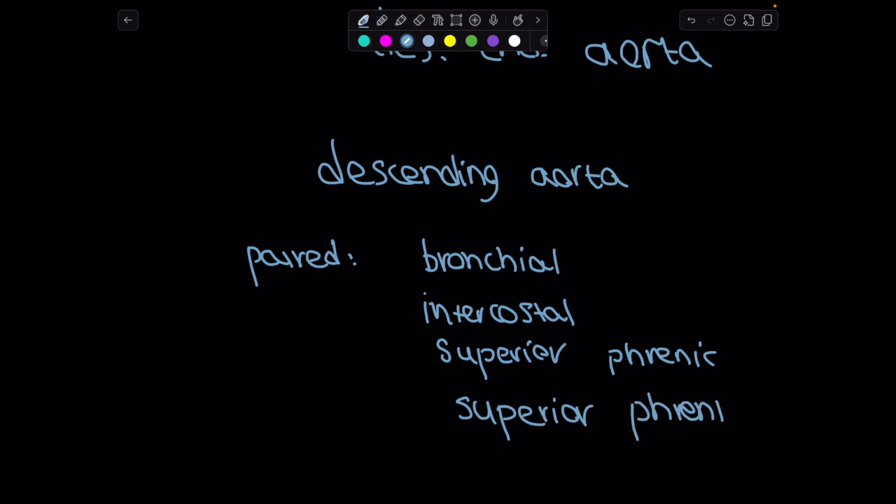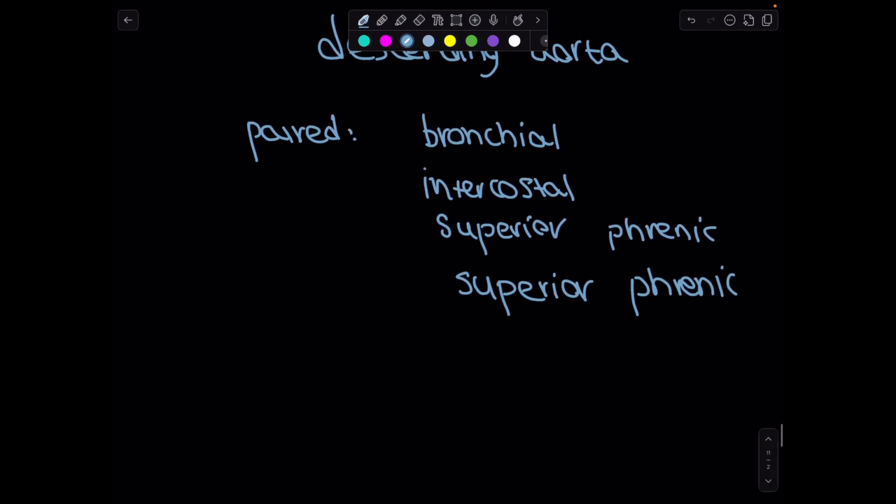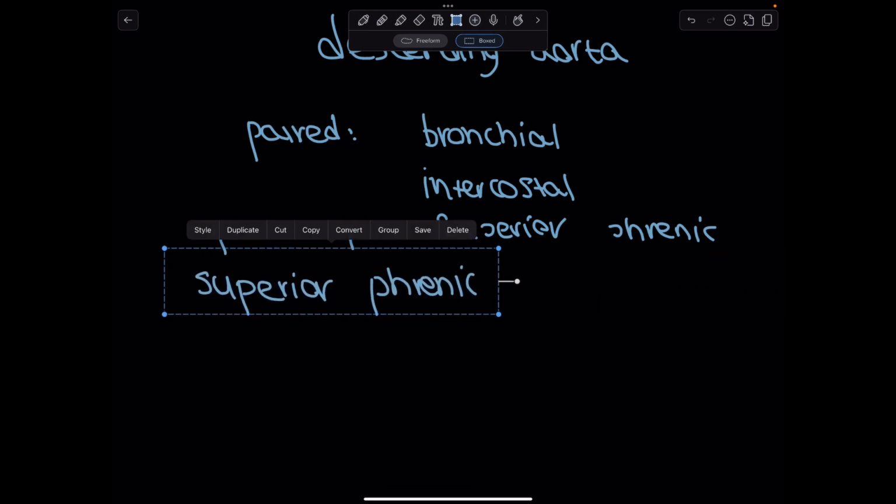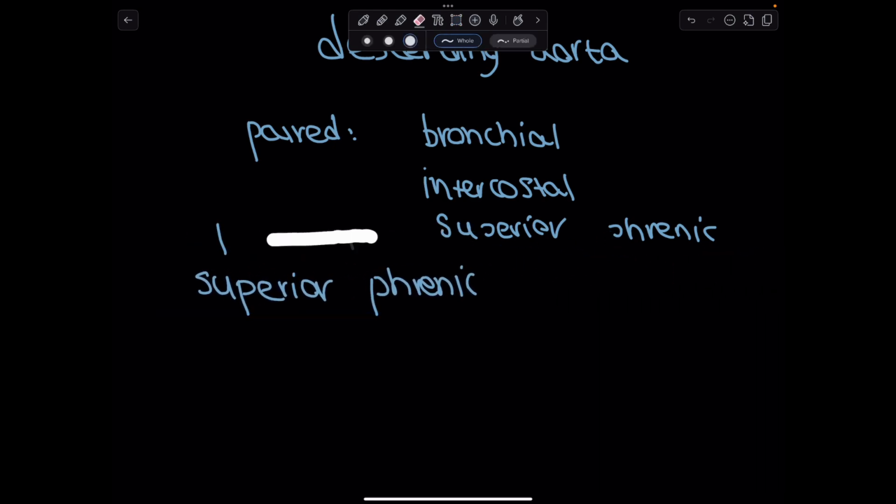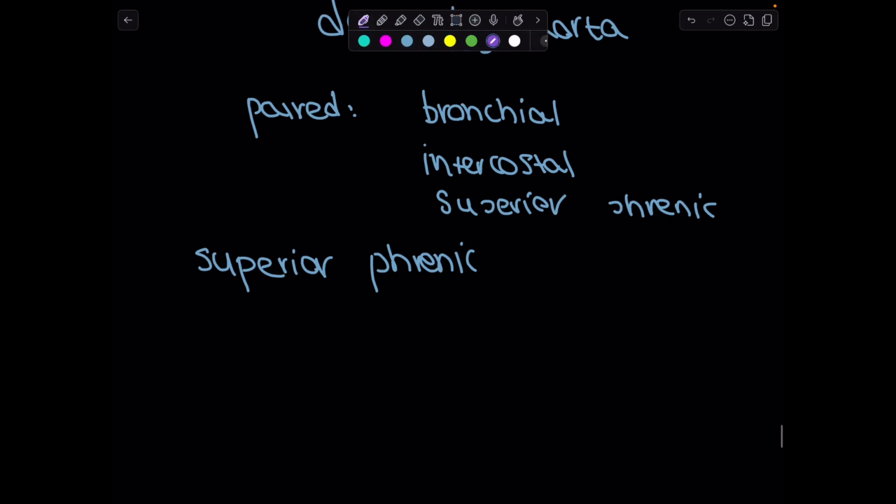The superior phrenic arteries are paired branches of the thoracic descending aorta, typically arising near the aortic hiatus. They supply blood to the superior thoracic surface of the diaphragm, supporting its muscle and connective tissue during breathing and movement. Want details on their course or related structures?